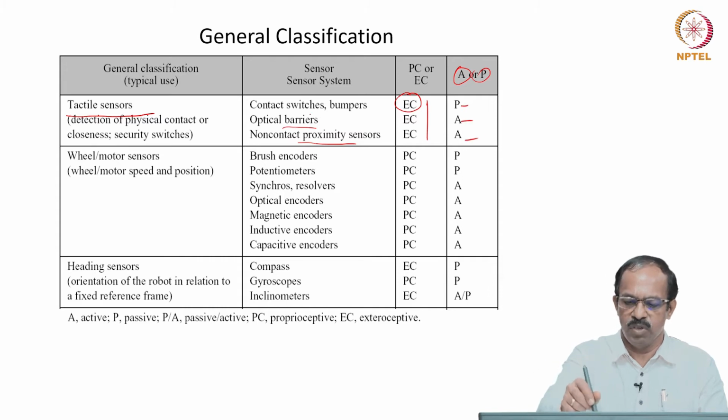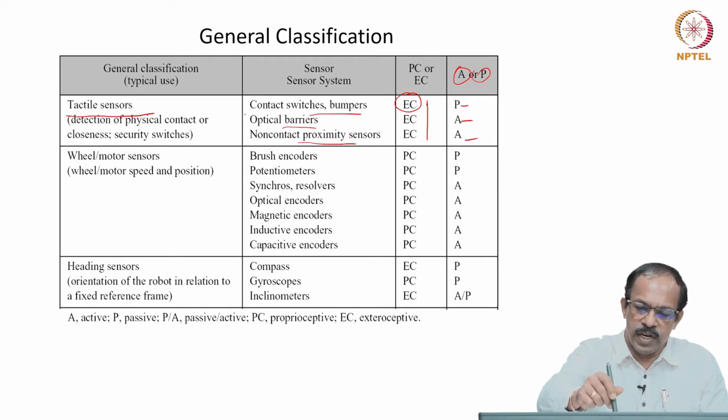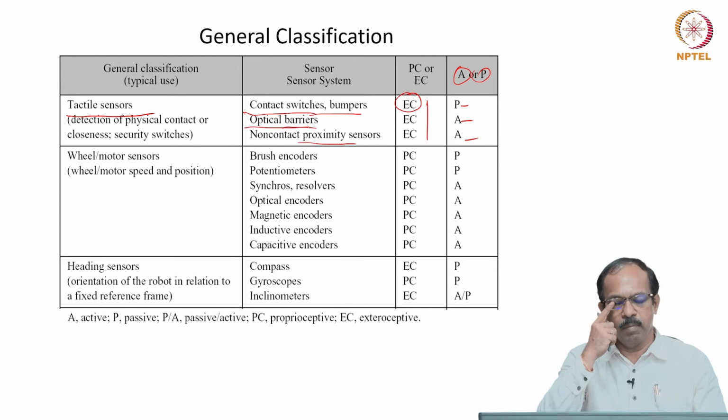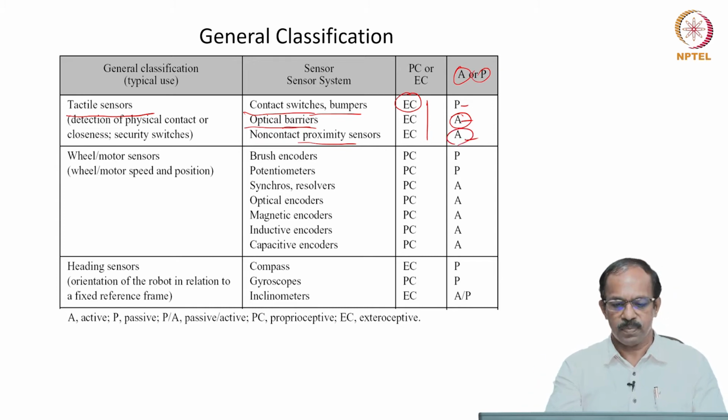So, for example, a contact switch is actually a passive one because no energy is emitted; something touches it, then it will give a signal. So, it is actually the external source itself giving information to it without it giving out any energy. But optical barriers provide an optical signal, and whenever there is a break of that signal, that is used for measurement. So, then it is an active one. Similarly, non-contact proximity sensors actually emit some signals, and based on that signal you get the measurement, so it is again an active sensor.